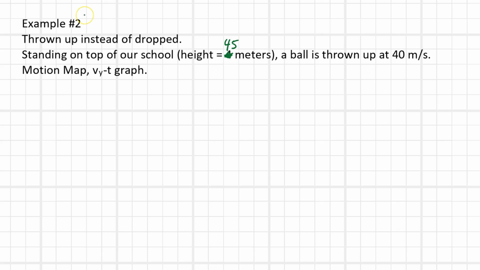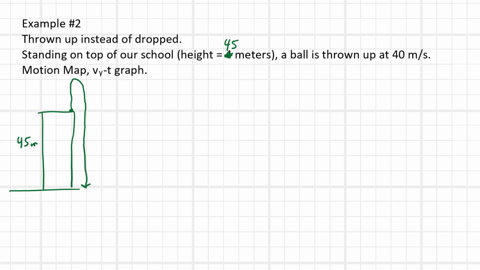So in example number 2, instead of dropping, we're going to throw this ball upwards, and we're going to stand on top of a 45-meter school, and we're going to throw the ball upwards at 40 meters per second, which is actually pretty swift. It's a very fast throw. So first of all, let's draw our little diagram here. Here is our building, 45 meters tall, and we throw the ball upwards from the top, and it goes up and then comes downwards like that.